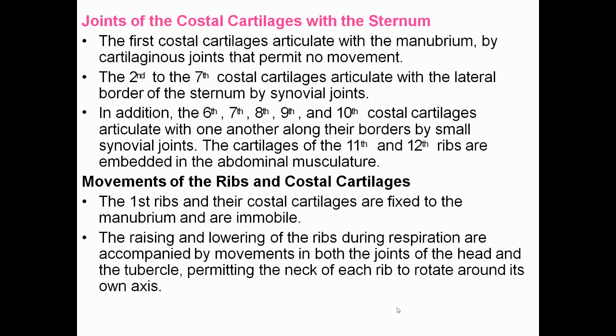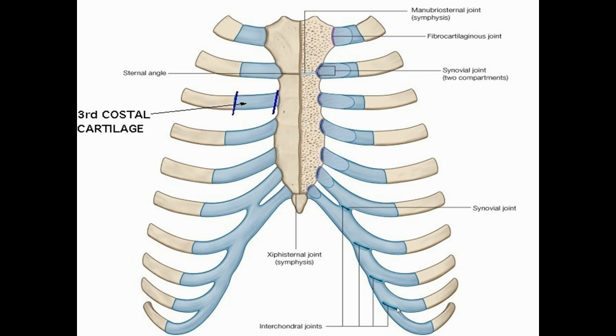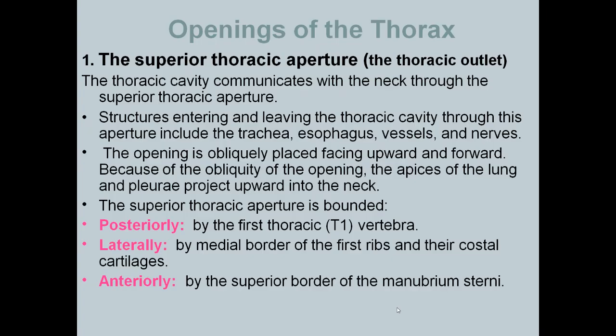Movement of the ribs and costal cartilage. The first rib and its costal cartilage are fixed to the manubrium; the other ribs are mobile. The raising and lowering of the ribs during respiration are accompanied by movement in both the joints of the head and the tubercle, permitting the neck of each rib to rotate around its own axis. We can see here all the joints.